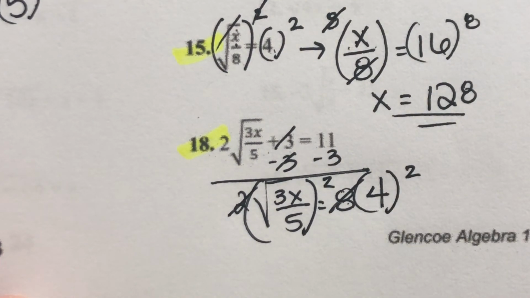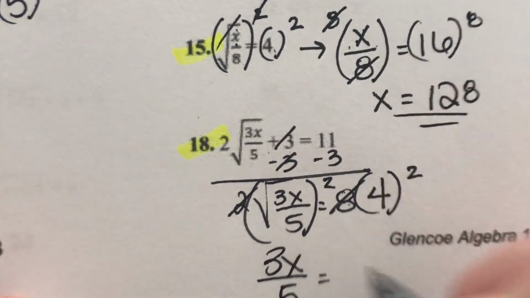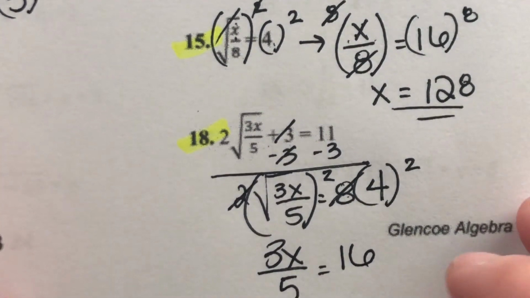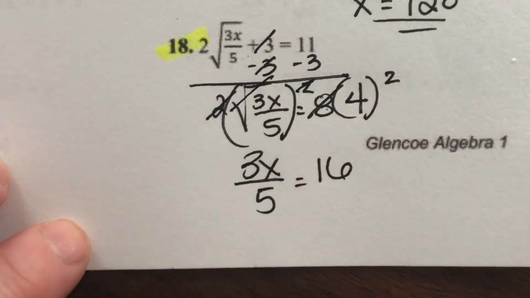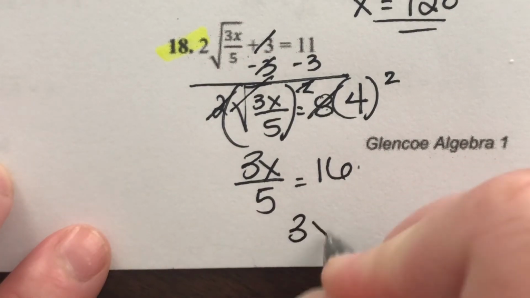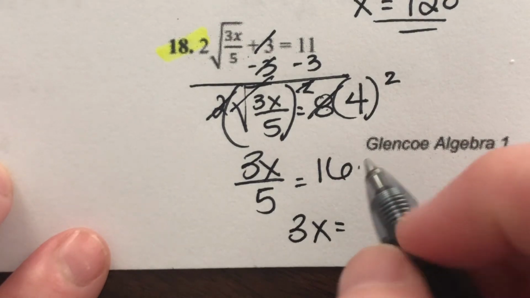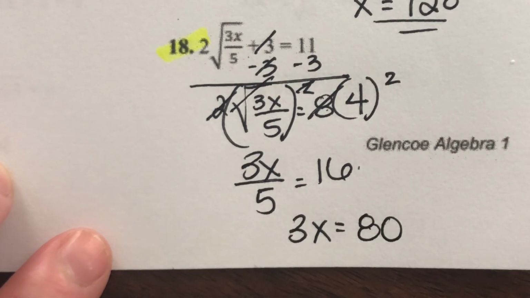Thank you. And now I've got 3x over 5 equals 16. And now it's regular old algebra. I don't have this 2 and this symbol canceling each other out. So now I can multiply both sides by 5. 3x equals 80. And then divide both sides by 3.